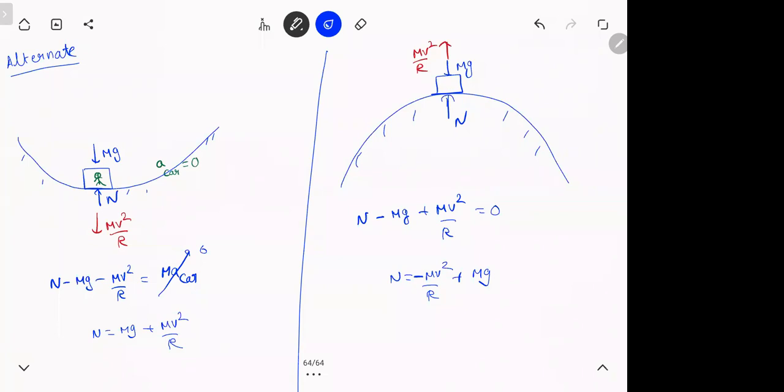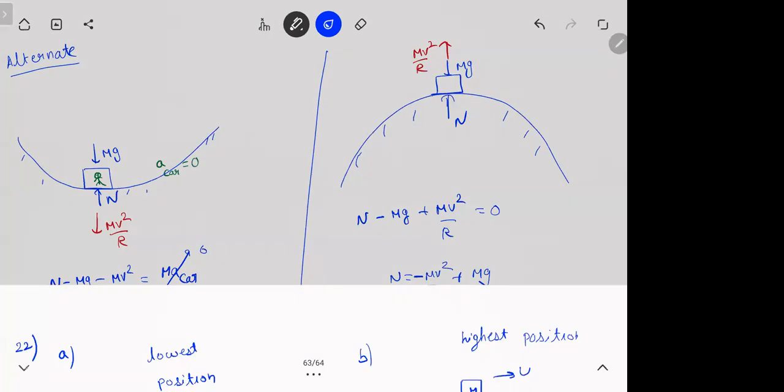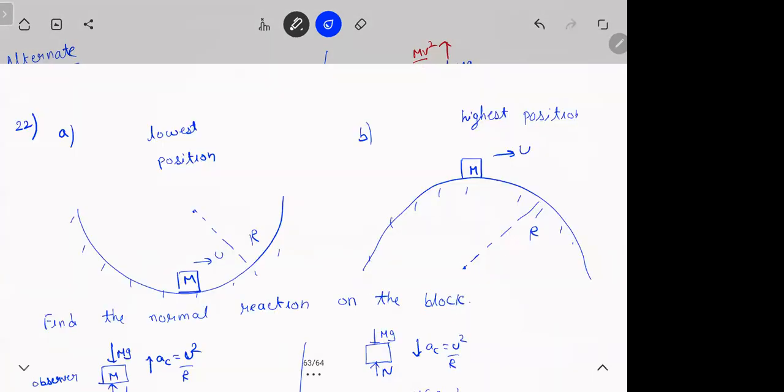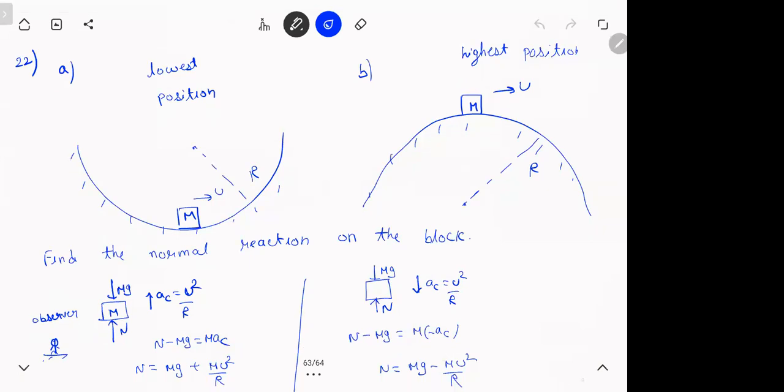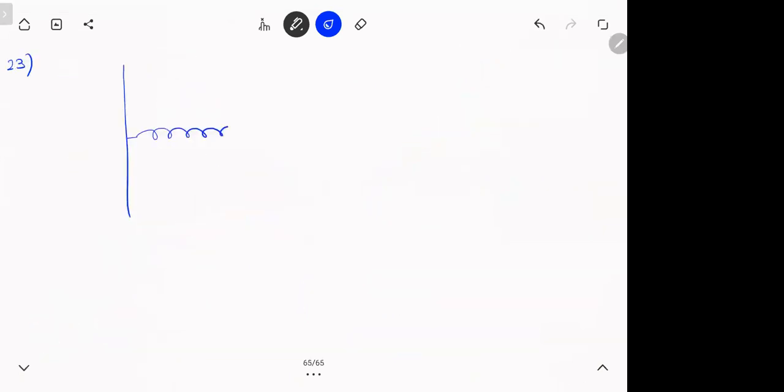Next thing. Turn the page. We have a spring, mass M, length L. This is a natural length. Spring constant is K. The whole setup is rotating with omega.